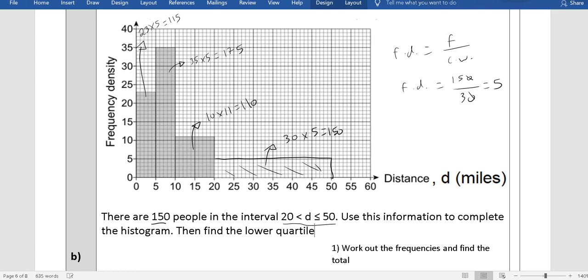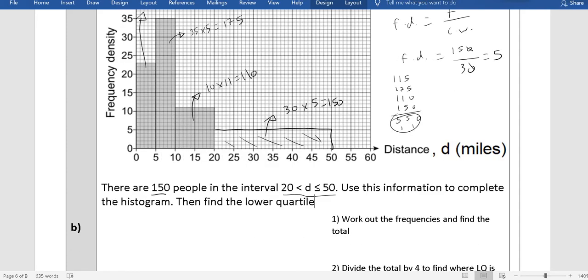Now let's do the total to make sure. So we have 115, 175, 110, 150. So that does work. Okay, so that does add up to the total. So I've worked out the frequencies and found the total. Now, showing all the workings for that and doing it will give us 2 marks.